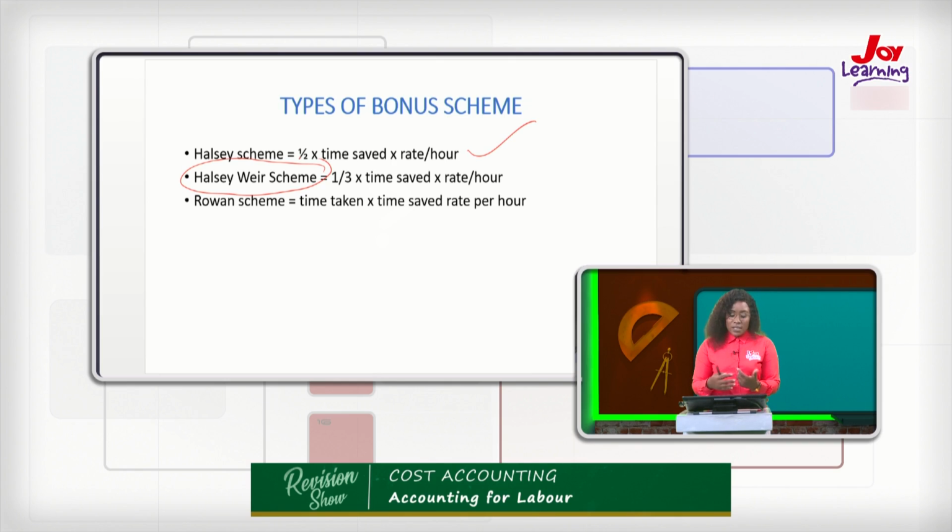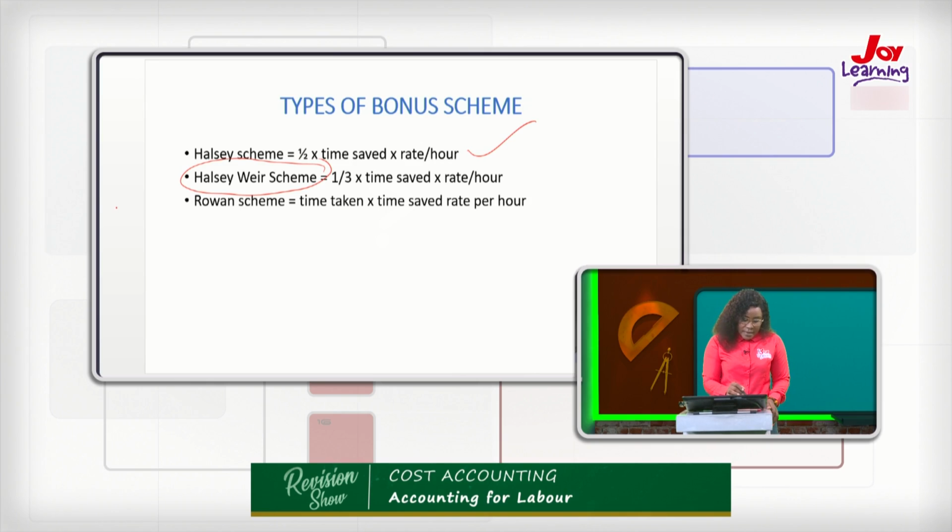If I mention the Halsey scheme, you should know it's half the time saved multiplied by the rate per hour. When I mention the Halsey-Weir scheme, you should know that it's one third of the time saved multiplied by the rate per hour. And then the Rowan scheme is equal to time taken divided by the time allowed, multiplied by time saved, multiplied by the rate per hour. We will look at an illustration as we go on.